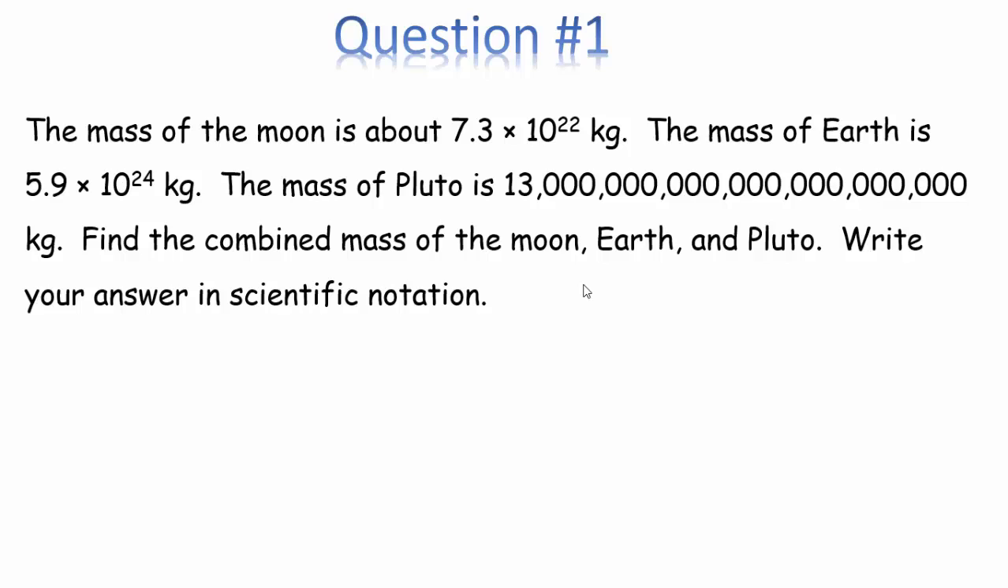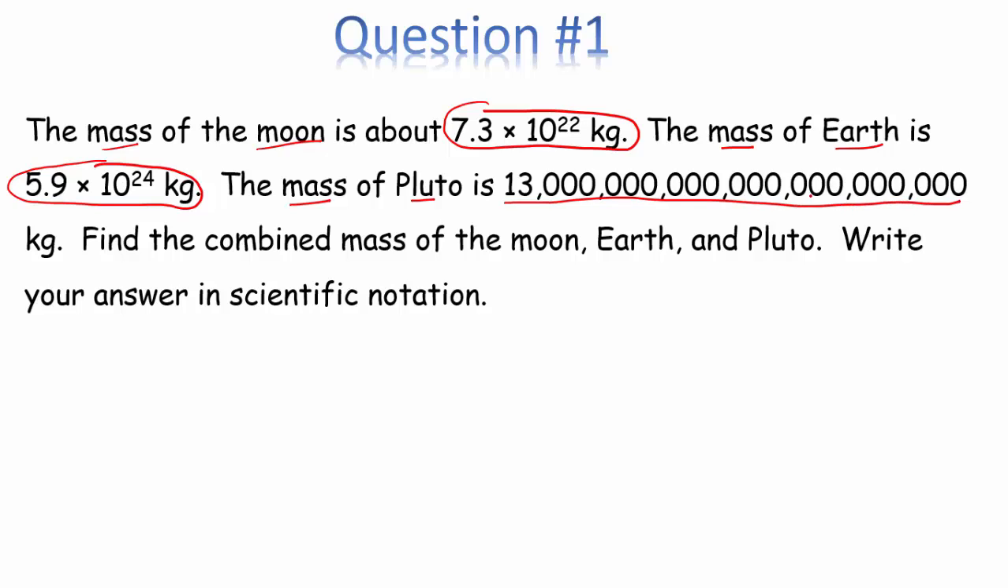Our next step is to underline or highlight important information. So we're given that the mass of the moon is about 7.3 times 10 to the 22nd kilograms. The mass of Earth is about 5.9 times 10 to the 24th kilograms. The mass of Pluto, I believe that's 13 sextillion kilograms. And they want us to find the combined mass. Combined is a key word of the moon, Earth, and Pluto. And they want our answer written in scientific notation.